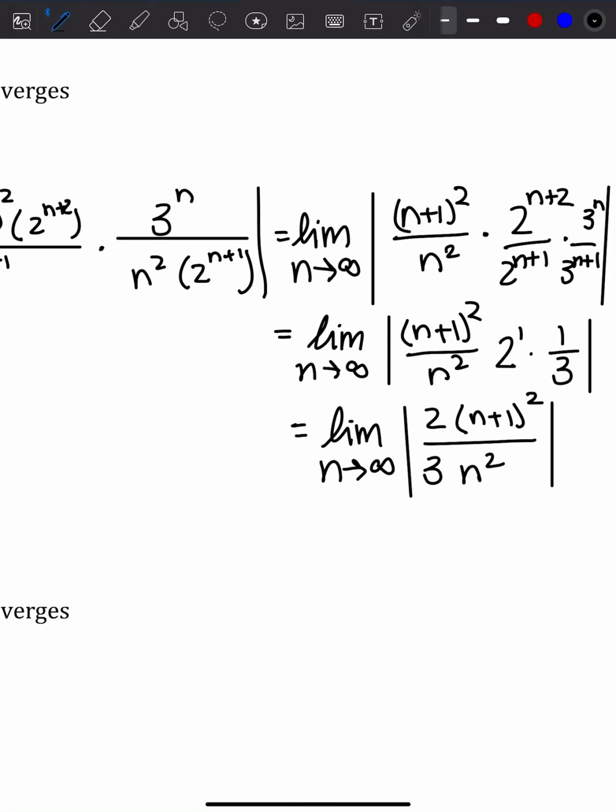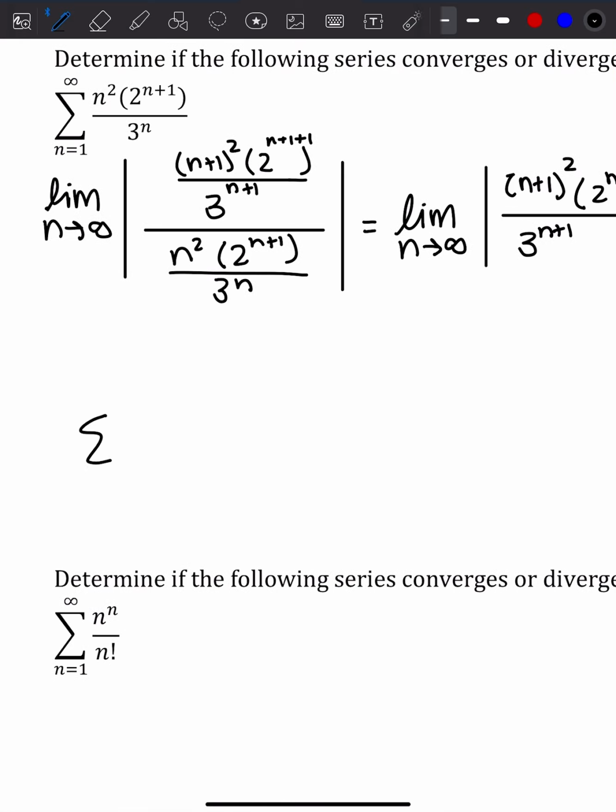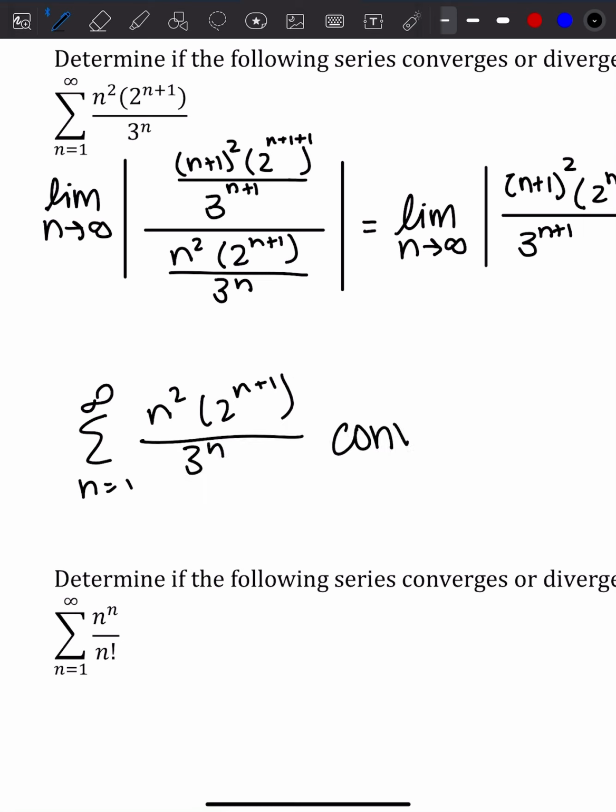And if we look at this, this would be an EHDC. Its exponents are the same, so we're going to divide the coefficients. Our degrees are traveling at the same rate. So we divide the coefficients, which in this case would be 2/3. 2/3 is less than 1. So we know that we are going to converge by the ratio test.